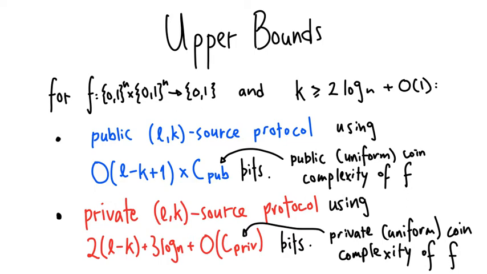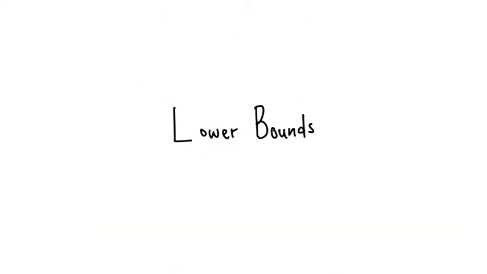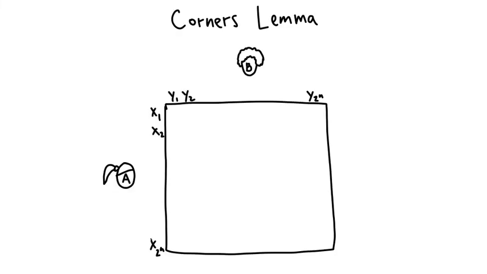Now let's look a bit closer at how these results work. First, we'll look at the lower bounds. Before going into our actual result, we need to recall some preliminaries. The first thing we need is this simple fact referred to as the corners lemma.